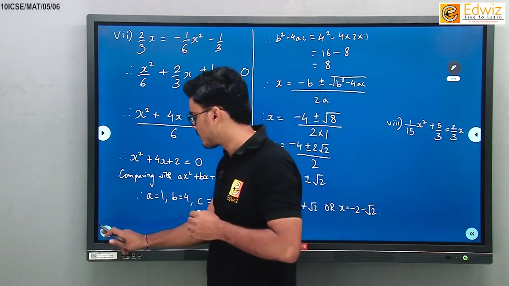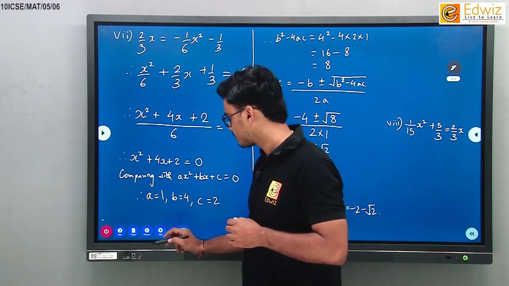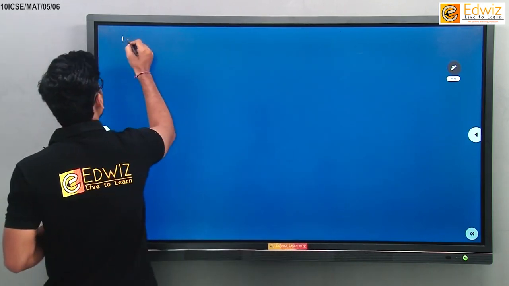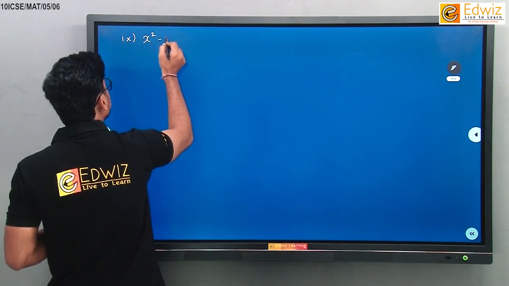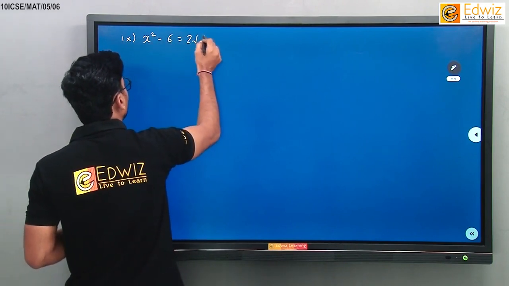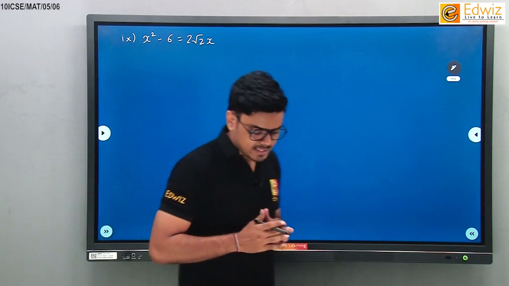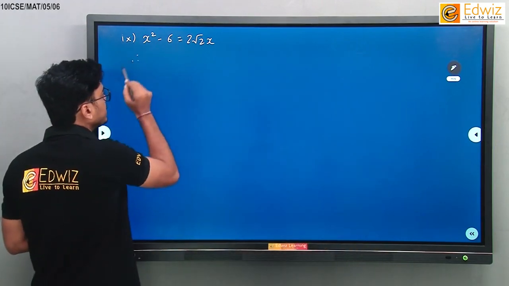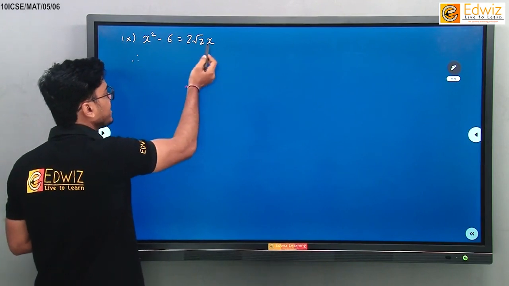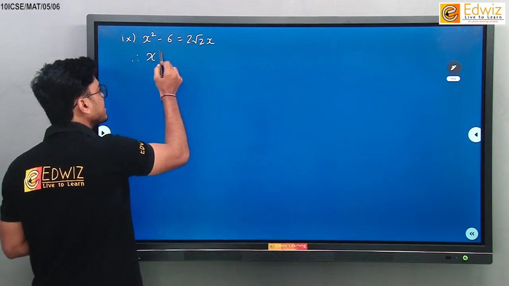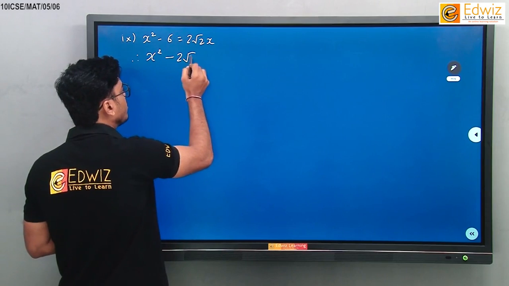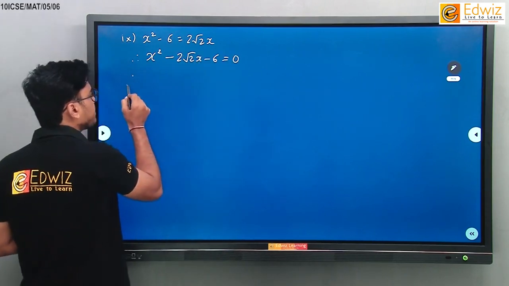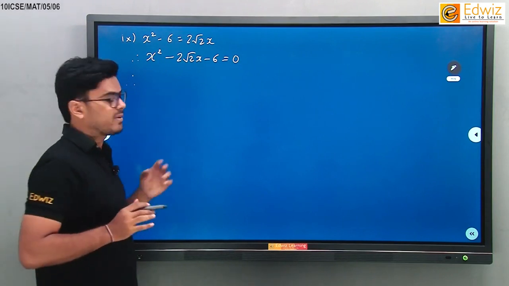Let us go to the next page. 9th sub question: x square minus 6 is equal to 2 root 2x. Correct? Let us try to bring it to its standard form. The coefficient of x, we will take it to the left side. X square minus 2 root 2x minus 6 is equal to 0. It's a very simple question. Looks difficult but very simple.